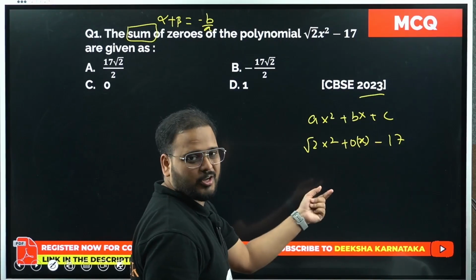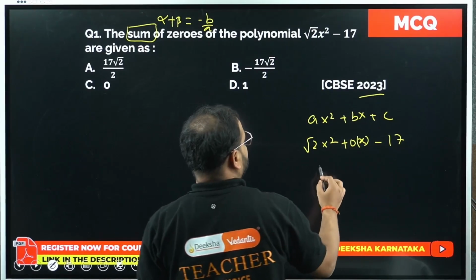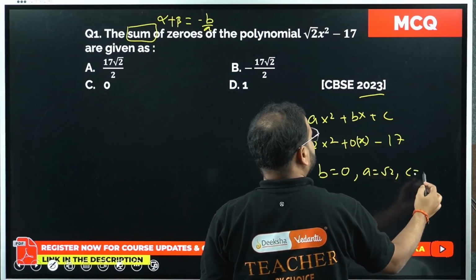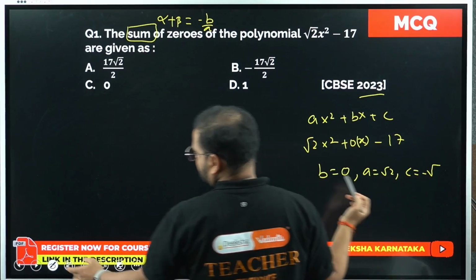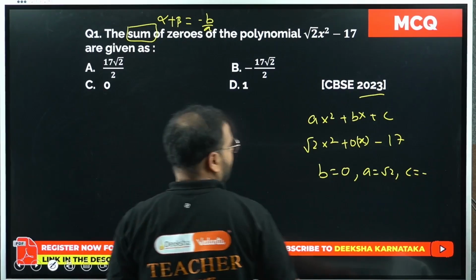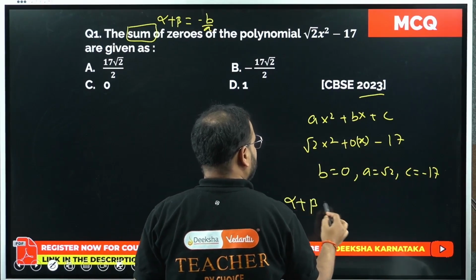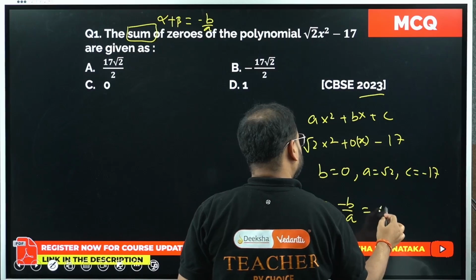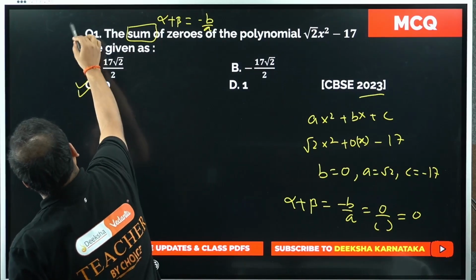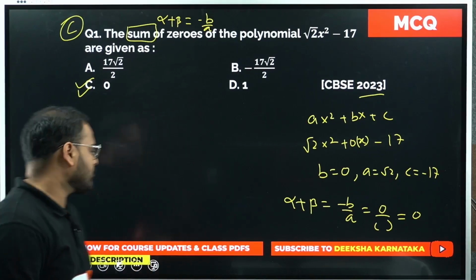So write it as 0 times of x. What is 0 times of x? 0 only, right? So nothing is there means 0 is there. So what is the b value in this case? B value is 0, a value is root 2 and c value is minus 17. In this case, you can write the sum by the formula minus b by a, simply 0 by something. Answer is 0, option number C.